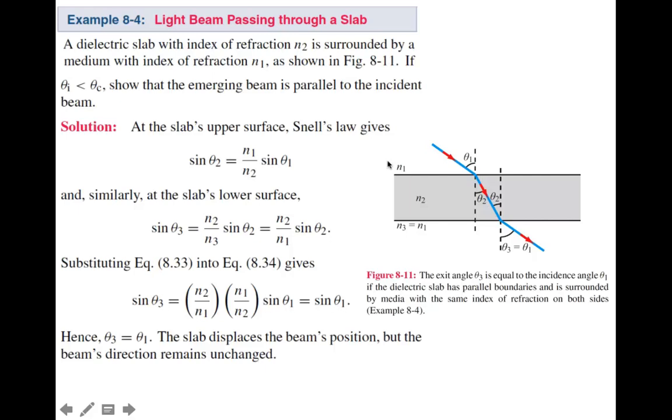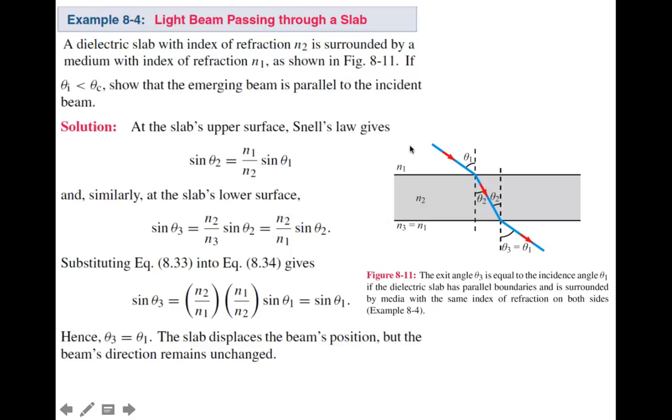In this example, we're looking at a light beam passing through a slab. This is a simple example where we have a beam that comes in with an angle of incidence theta 1. It then becomes refracted in material 2 at an angle of theta 2, and then coming out the other end back into the same media that it originated in, it becomes refracted again at an angle of theta 3.